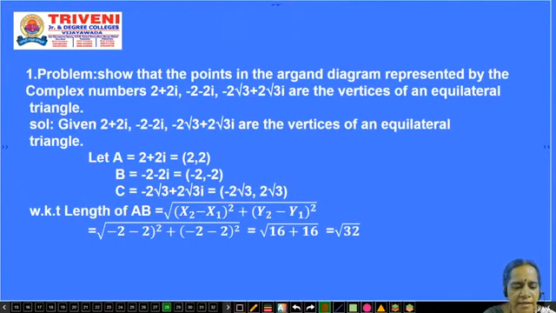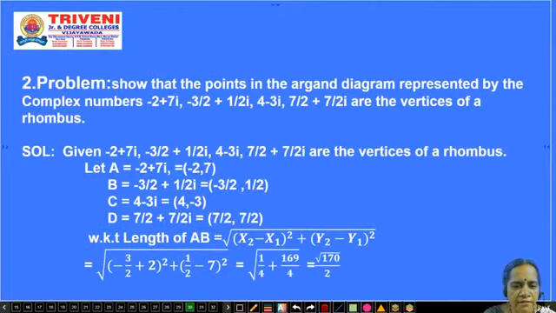What is an equilateral triangle? Equilateral triangle means all sides are equal. And what is a rhombus? All sides are equal but the diagonals are not equal. Okay. I will continue in the next class.